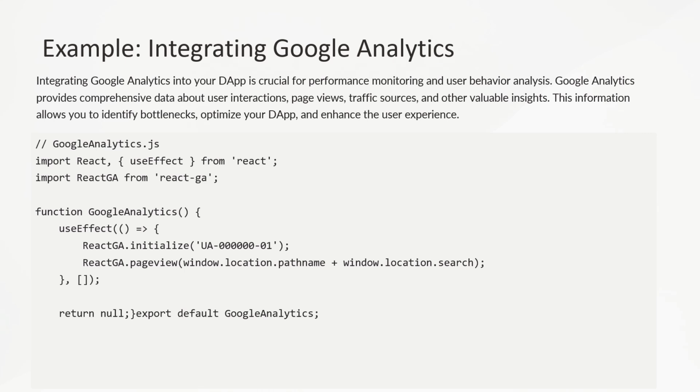Let us now look into integrating Google Analytics using this provided code snippet. It utilizes the React-GA library to initialize Google Analytics with your tracking ID and track page views. The example uses the useEffect hook to ensure the tracking code runs only once a component mounts. You can use this as a foundation for implementing more advanced tracking features for your DApp.